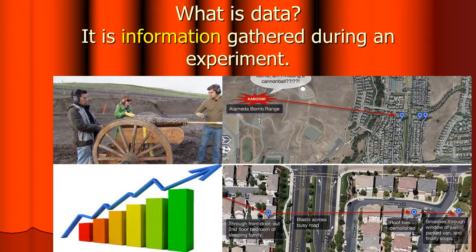We're also going to need to collect some data at some point. And data is information gathered during an experiment. A lot of times it'll be represented in graphs or charts or things like that, and we'll work on doing that throughout the year. This picture that you see here is an example from Mythbusters, where they were trying to find out how far cannonballs could go when they're shot out of a cannon, and you could see some of their data that they collected to the right.